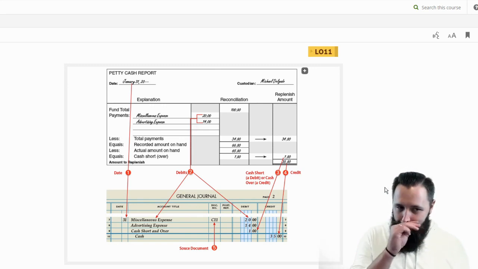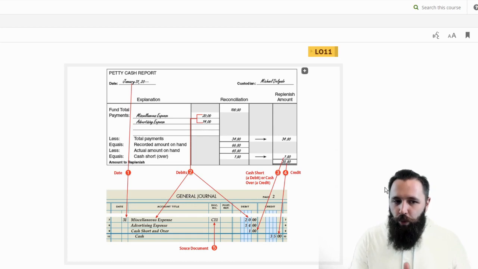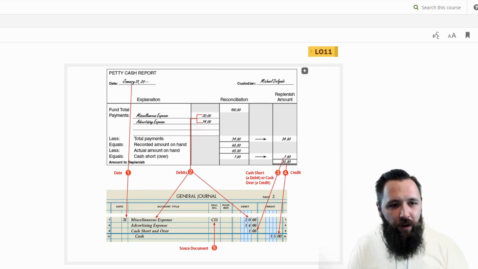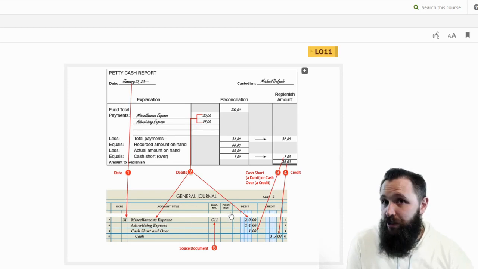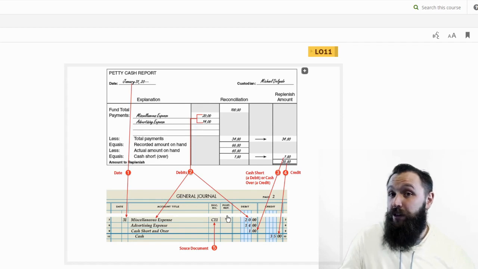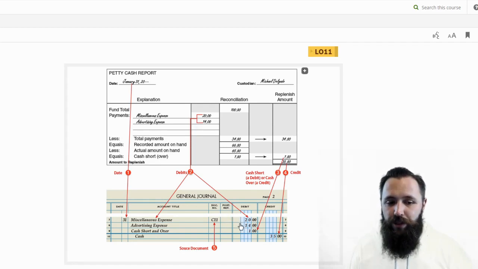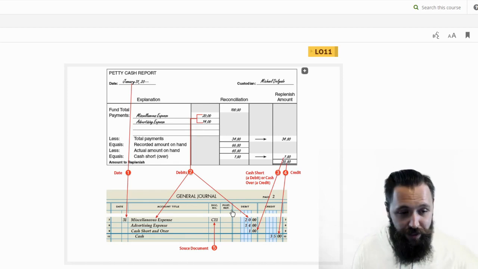So when we look at this, we have miscellaneous expense, or let's start at the beginning, I'm sorry. The first, we put in the date, okay? So the 31st. Next, we're going to write in all of the expenses or things that we paid for out of this account. So we have our miscellaneous expense and our advertising expense. And they're expenses. They need to increase. We need to increase these expenses. What do we do? We debit them. So we debit miscellaneous expense and advertising expense.